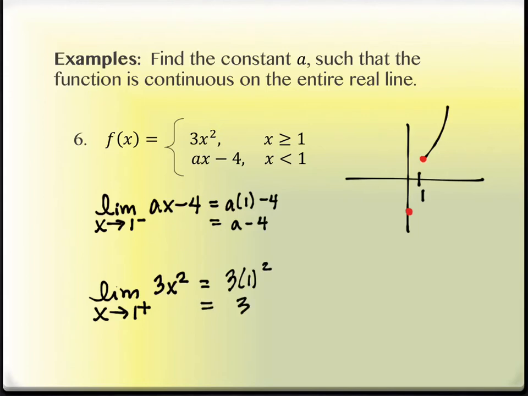Everybody good so far? I have found the individual one-sided limits. One of them still has this random a in it. I get that. But if I compare them now, and I want them to be equal, I should be able to find a number that works. What value does a need to be? A needs to be 7. If a is 7, then this will work.